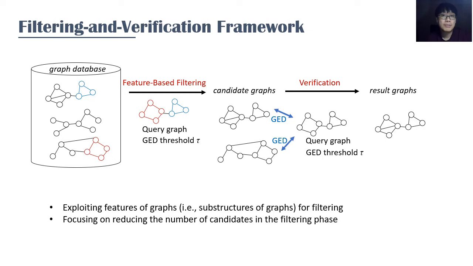Existing work adopts the filtering and verification paradigm to evaluate graph similarity searches. In the filtering phase, filtering conditions are established using features of graphs, which are substructures of graphs. Each candidate graph surviving from the filtering phase is verified through GED computation. To reduce the overhead of GED verification, the main focus of existing techniques has been on developing effective feature-based filters.